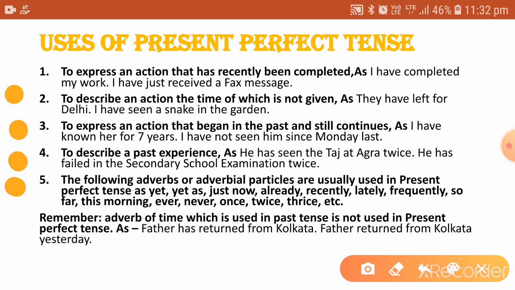Remember, adverb of time which is used in past tense is not used in present perfect tense. Like as you can check here, father has returned from Kolkata. Yes, has returned. But here is not any sign of past. If you want to use the sign or the adverb of past, like yesterday, you have to make this sentence: father returned from Kolkata yesterday. At this time, you will use here past indefinite tense.